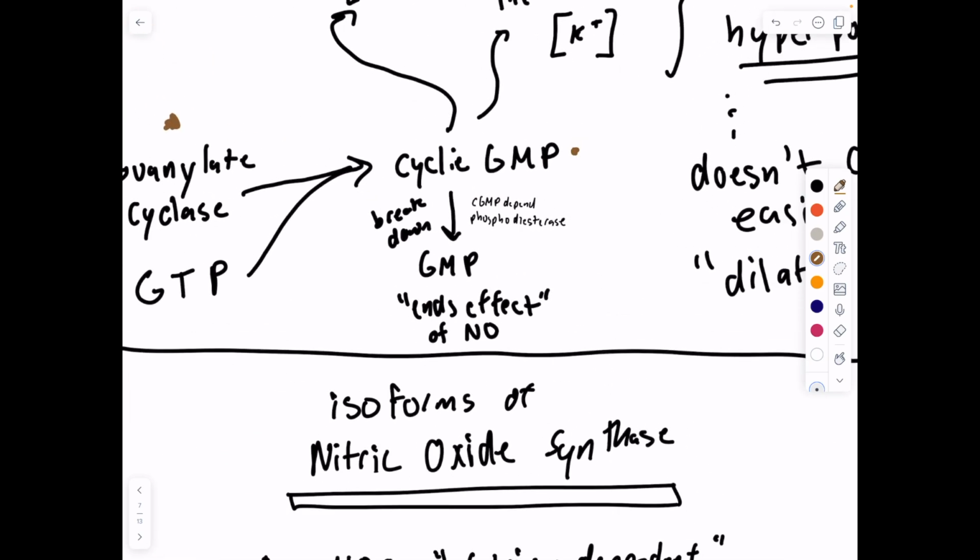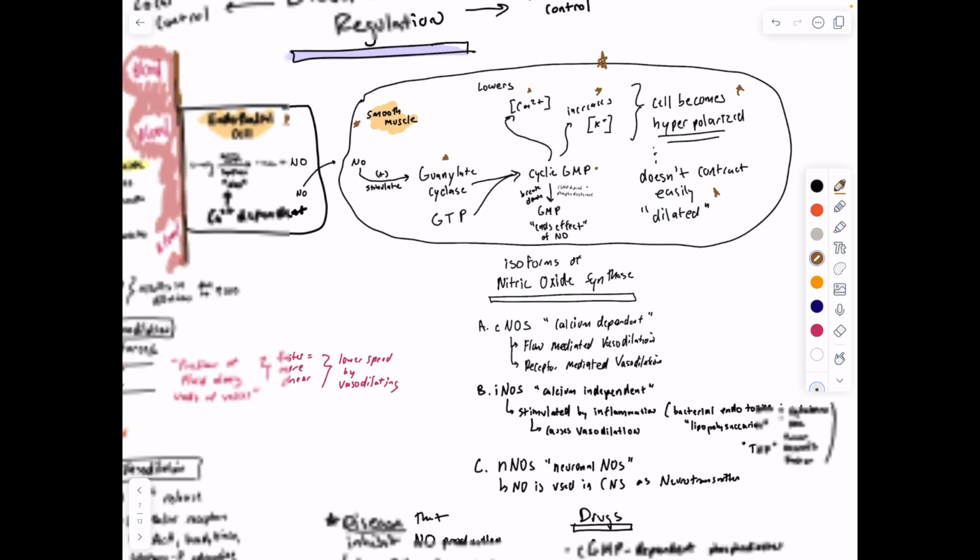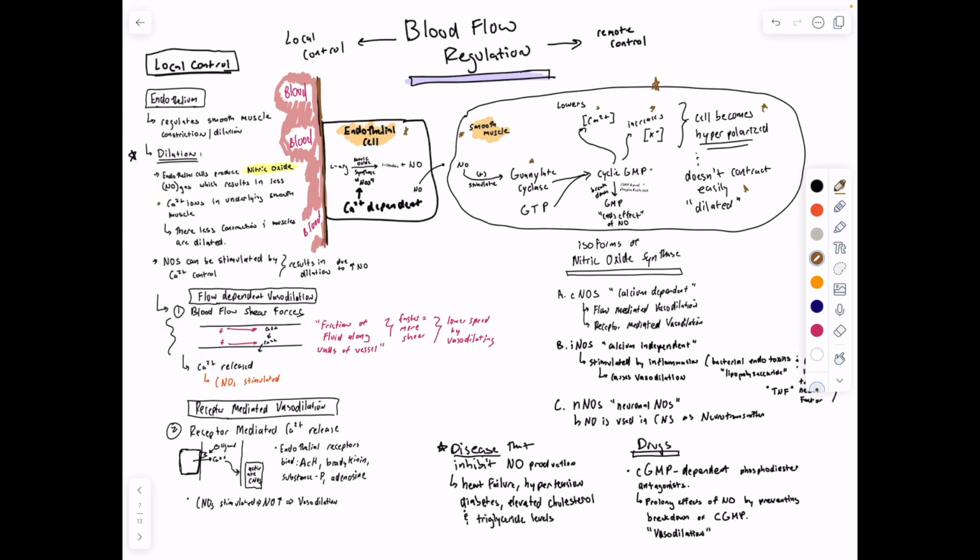All right, and then eventually, if we want to stop this process, cyclic GMP can be broken down by cyclic GMP dependent phosphodiesterase into GMP, and that's going to end the effects of nitric oxide. All right, so nitric oxide in our head: vasodilation, produced by endothelium.